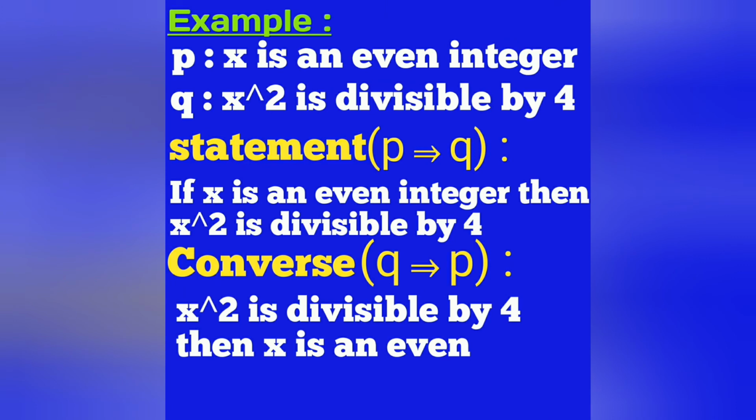Example: let P is equal to X is an even integer. Now Q is equal to X square is divisible by 4. Okay, now your first statement, P implies Q: if X is an even integer, then X square is divisible by 4. Okay, next converse statement, Q implies P: if X square is divisible by 4, then X is even.